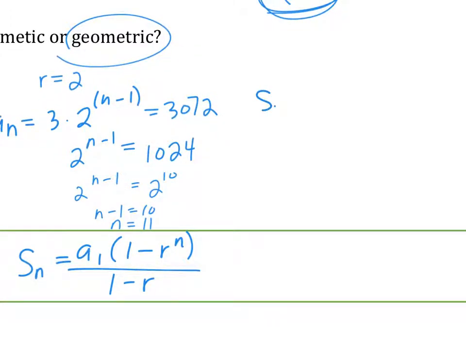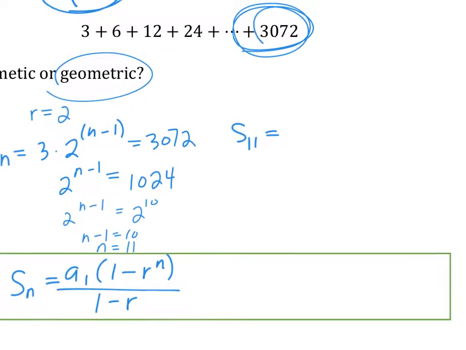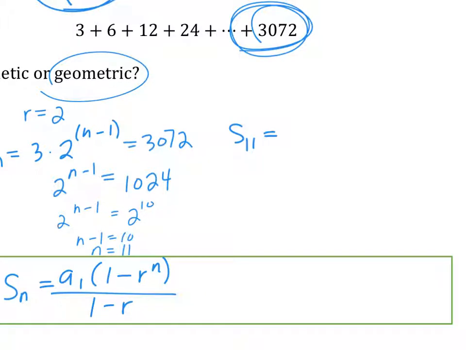Sum of 11 numbers is equal to the first number. What is the first number of the series? 3 times 1 minus, what is r? 2. What is n? 11 divided by 1 minus 2. Okay, so now use your calculator to figure out the answer.